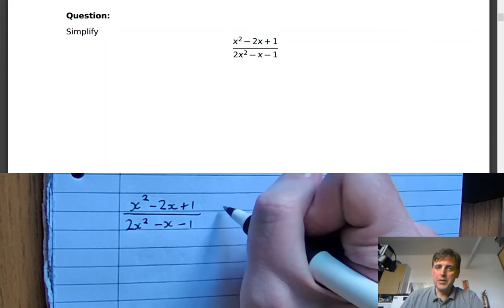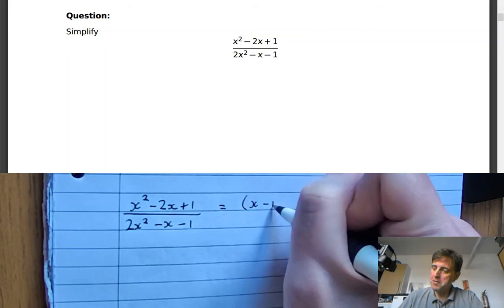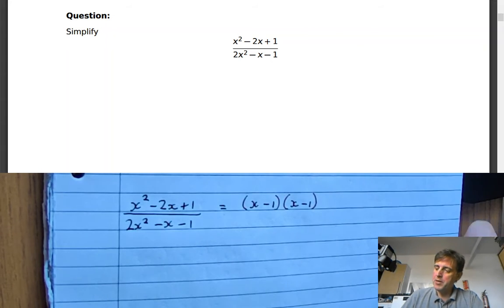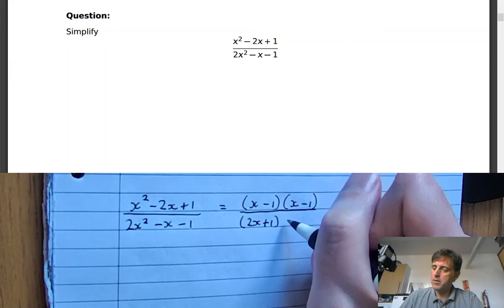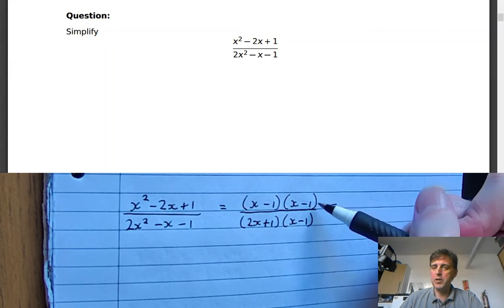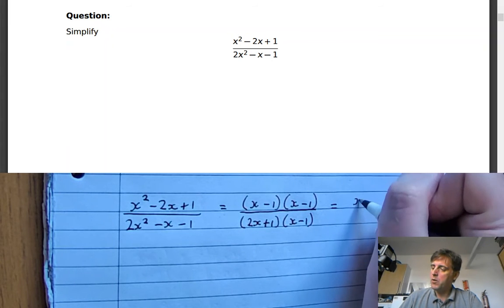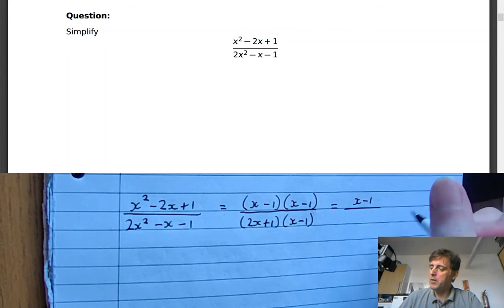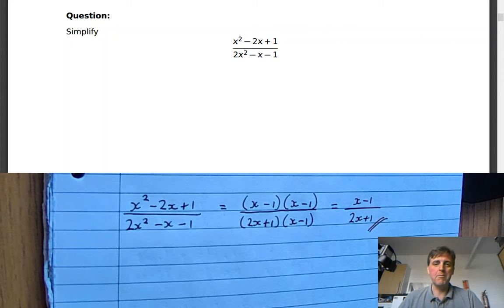So let's see what you could have done here now. Hopefully you've taken the hint that factorizing is good. Factorize that numerator, get x minus 1 times another x minus 1. You could have written that as x minus 1 all squared, of course. And the denominator factorizes to 2x plus 1 times x minus 1. And can you see that common factor of x minus 1 on the top and the bottom? Divide top and bottom by x minus 1. You have another x minus 1 which is left on the top, and then 2x plus 1 on the bottom, and there is our simplified fraction. Did you get it right?